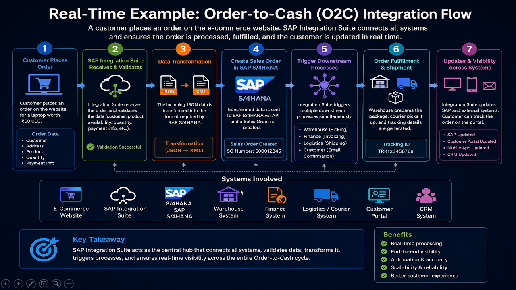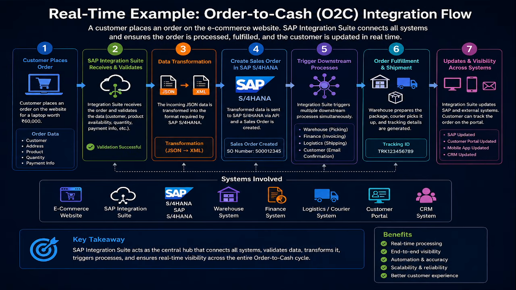You can see here the other connected systems. The warehouse receives a request to prepare the product. The logistics company receives shipping information. Finance receives billing details. The customer portal updates with the latest status. Finally, the customer receives an order confirmation email and shipment tracking information.